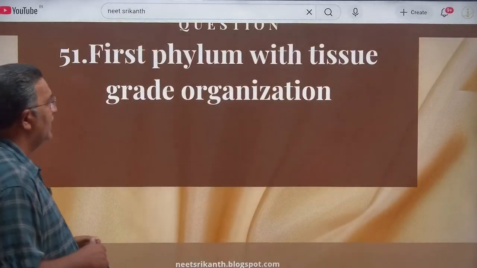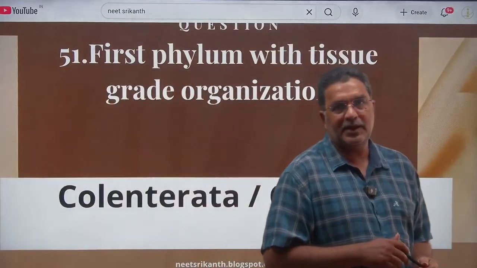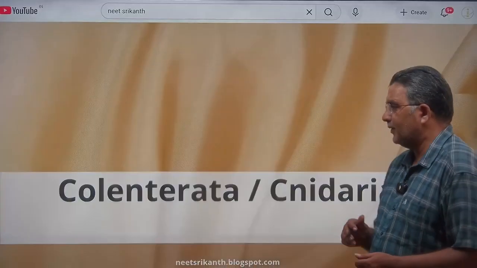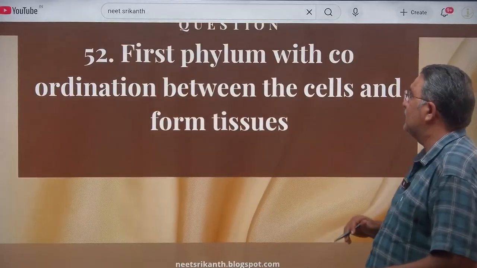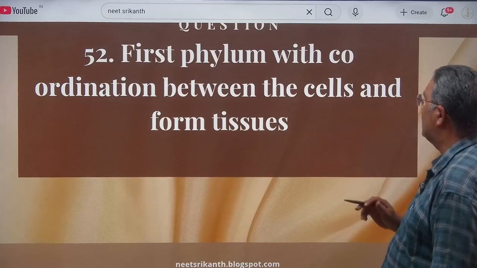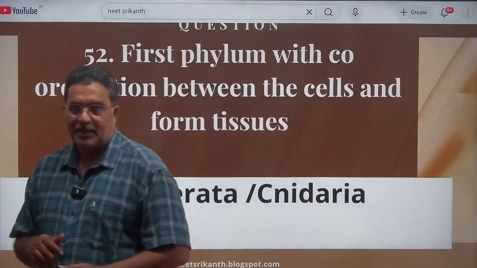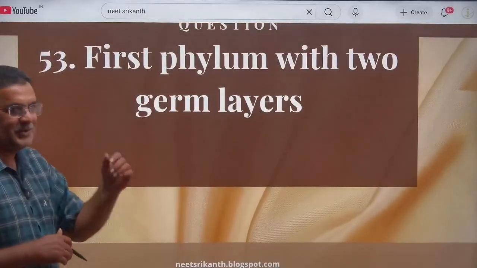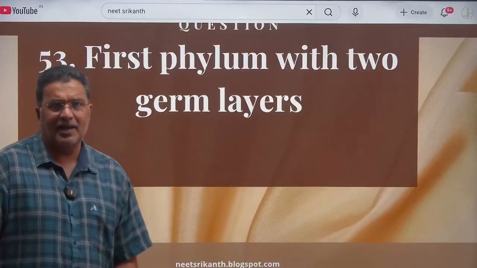First phylum with tissue grade of organization: Coelenterata, or Cnidaria we can say. Coelenterata, its other name is Cnidaria. First phylum with coordination between the cells and form tissue. Who is that? Coelenterata or Cnidaria. First phylum with two germ layers, Diploblastica. Again the same, Coelenterata or Cnidaria.